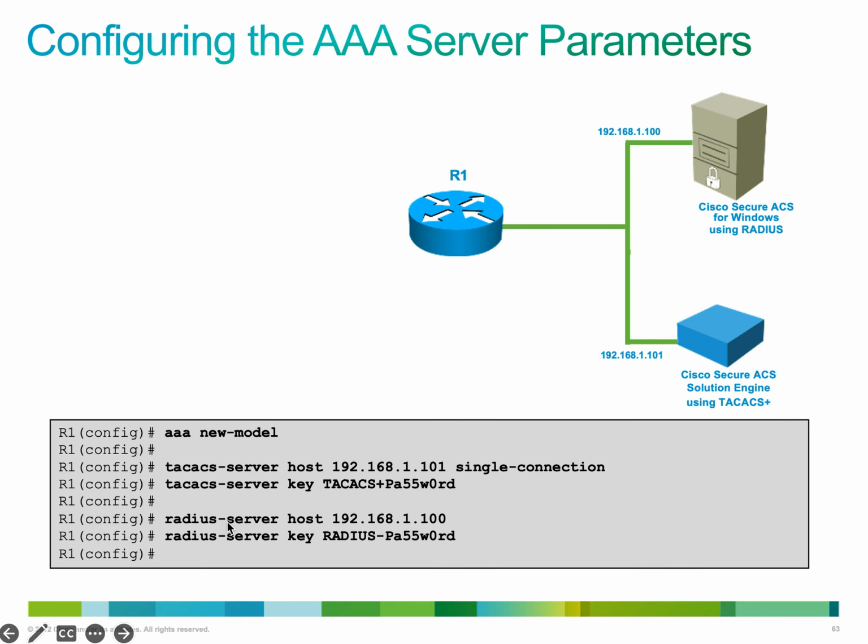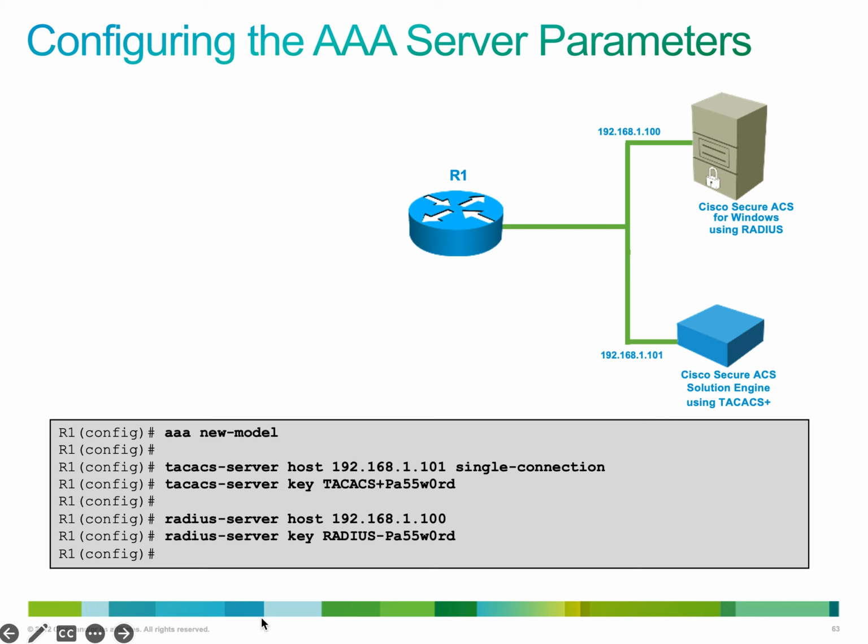Okay, now let's go to configuring the AAA server parameters. All you need to do here is your router. Here is the IP address of this ACS server. This is the TACACS+ NG solution, and it's TACACS+, and so this is Cisco ACS for Windows for RADIUS. Now what you need to do is just to type your command in your command line interface.